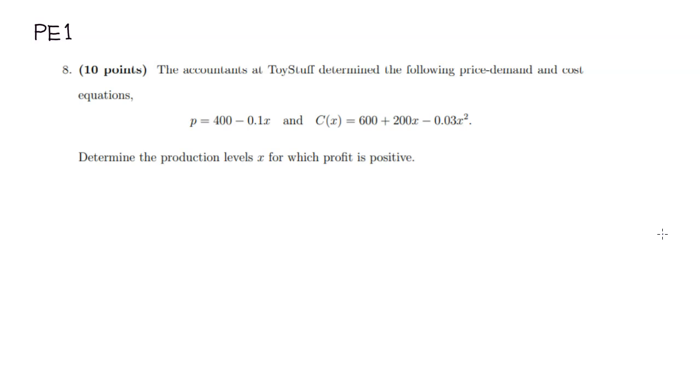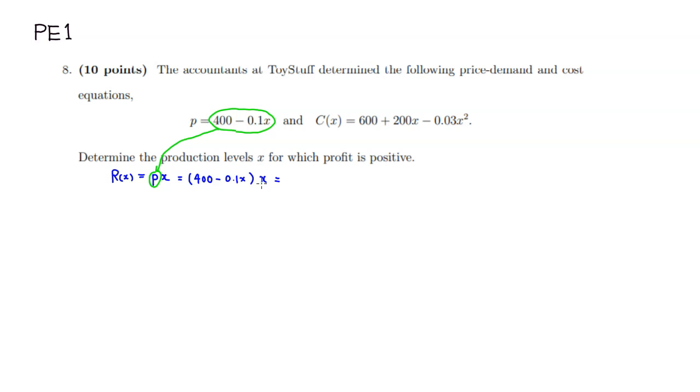In order to find the profit, we need to find the revenue first. So R of x is simply price times the production level x, right? And we know the price function is up here, so I'm going to just plug this in right here. We're going to get the quantity 400 minus 0.1x, then you have to multiply by x.